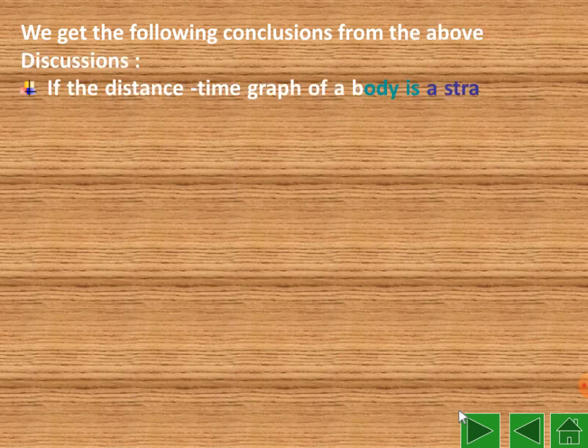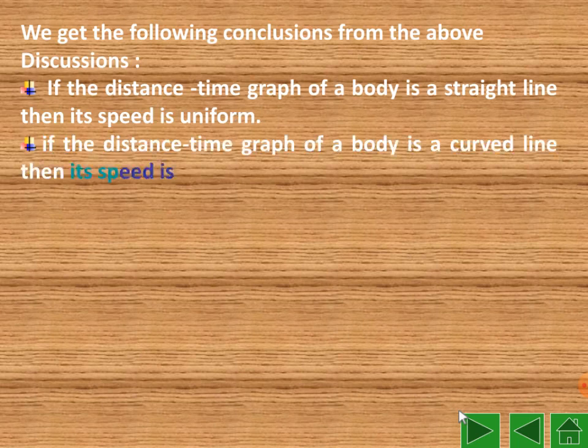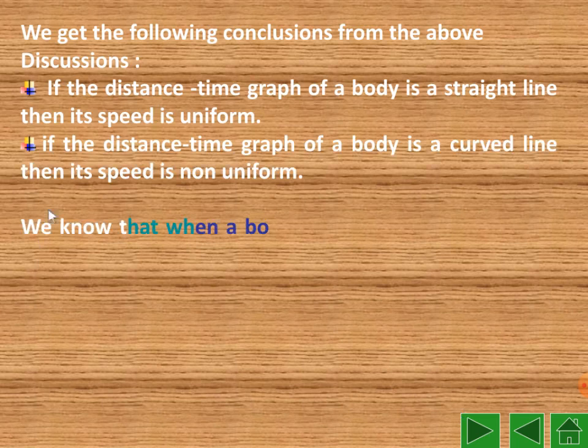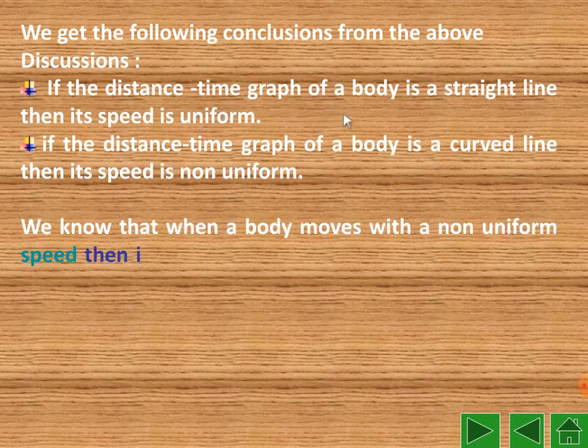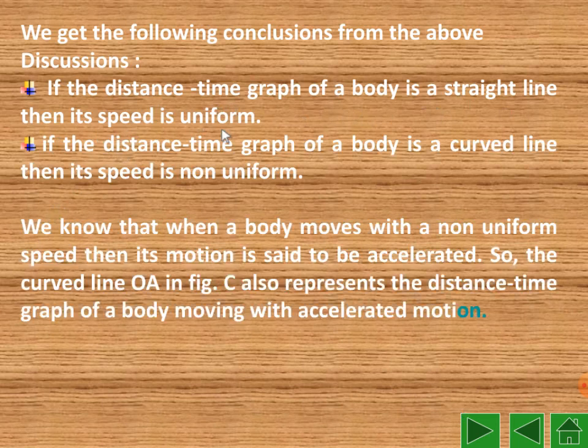What can we conclude from the above discussion? Let's see. If the distance-time graph of a body is a straight line, then its speed is uniform. In that first graph, we found that the distance-time graph is a straight line, and that straight line is for uniform motion. If the body is moving with uniform motion, then the body should move with uniform speed. Uniform speed means equal speed. So if the distance-time graph of a body is a straight line, then its speed is uniform.